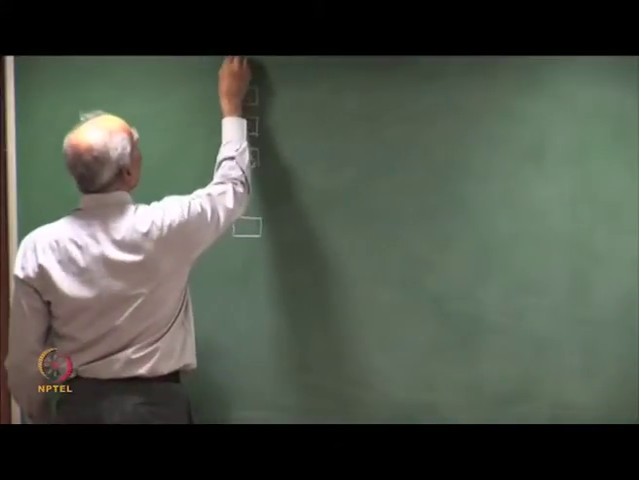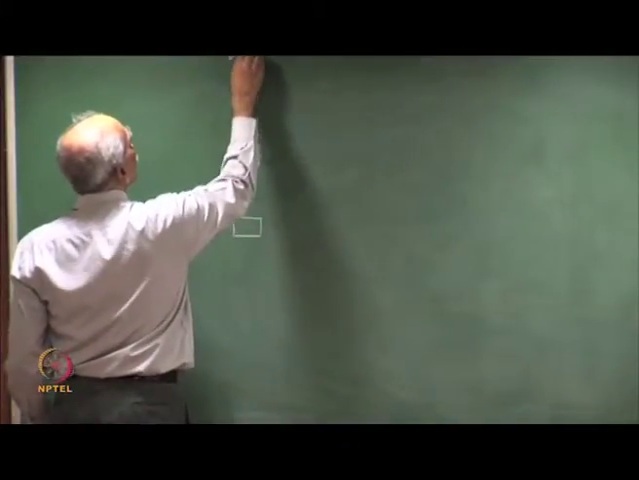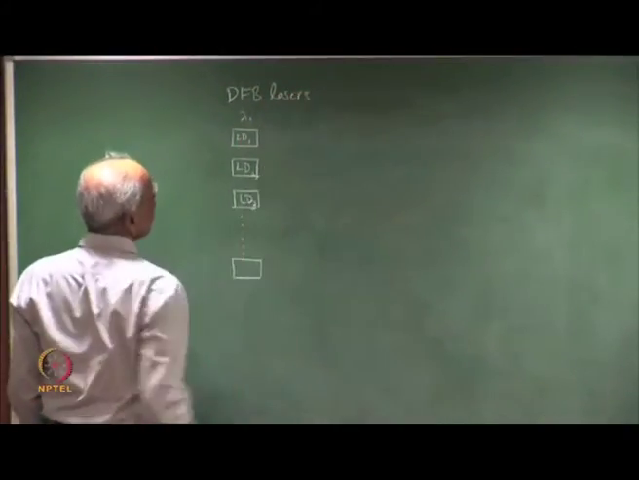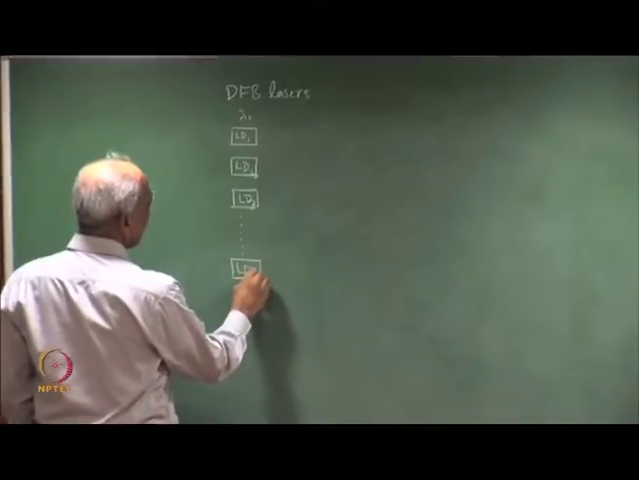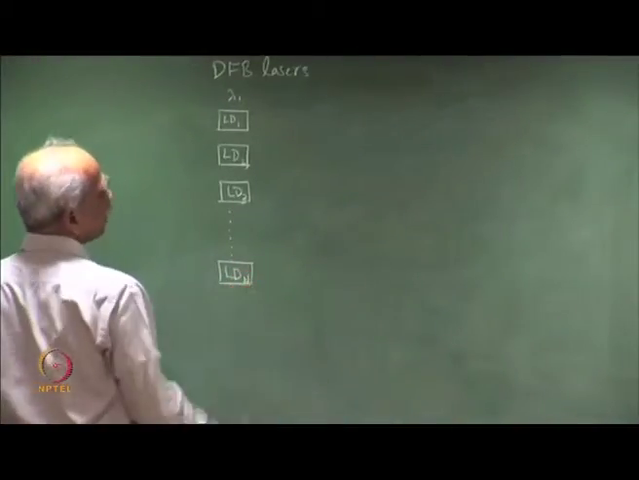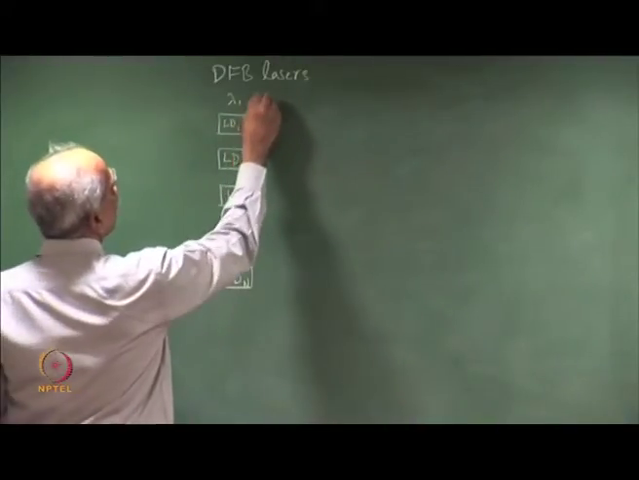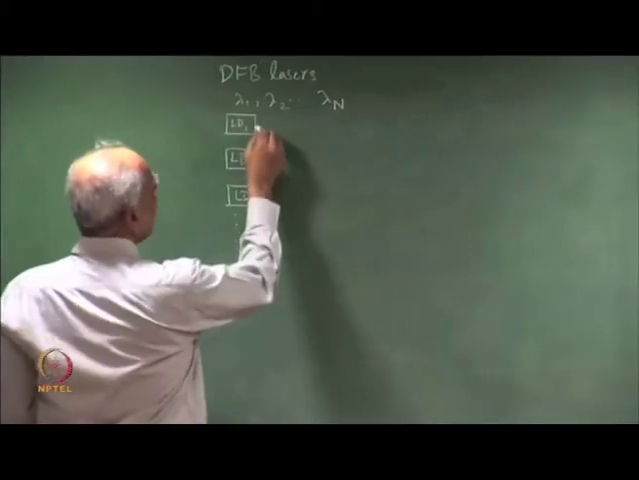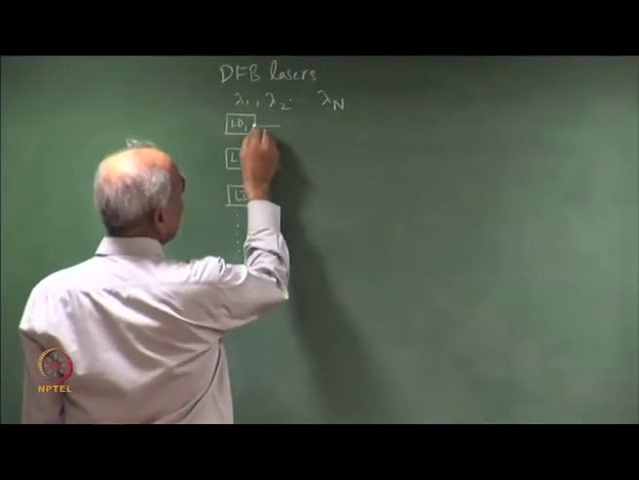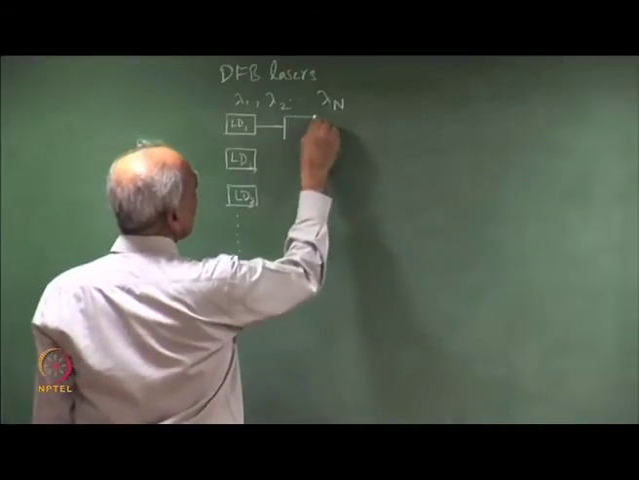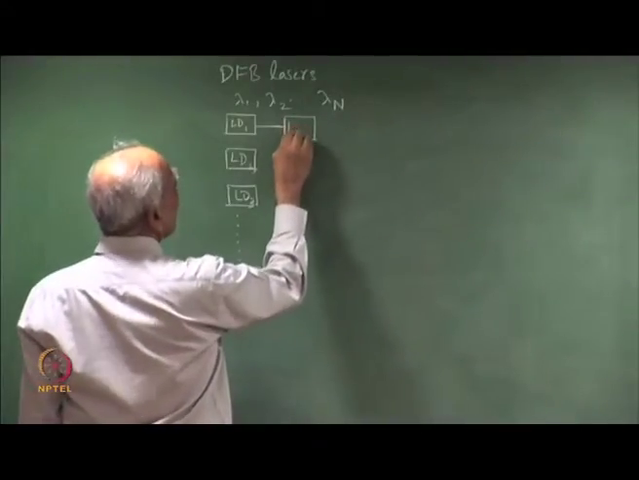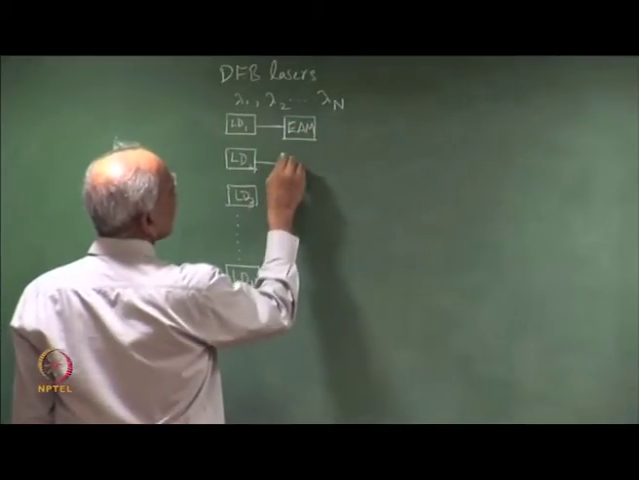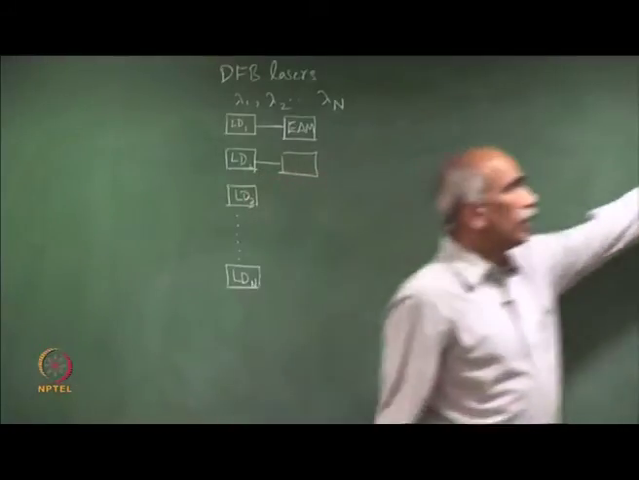So, these are DFB lasers, single frequency stable DFB lasers, LDN, if there are n wavelengths. So, lambda 1, lambda 2, etc., lambda n channels. The output of laser diodes here passes through a modulator, which is an electro absorption modulator, EAM. The second device is the modulator EAM.